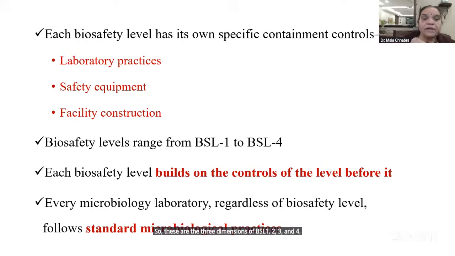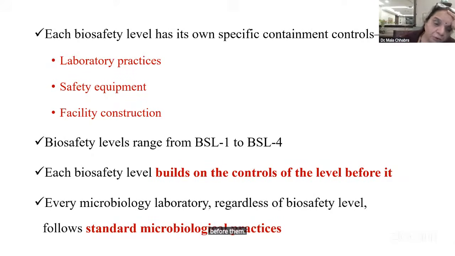And each biosafety level builds on the controls of the level before it. So some things are available in biosafety level 1. On top of that, some things are added in 2. And on top of that, some things are added in 2 to make it 3, like that. So they are additions over the level before them.